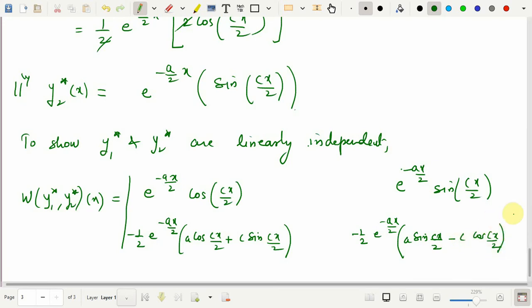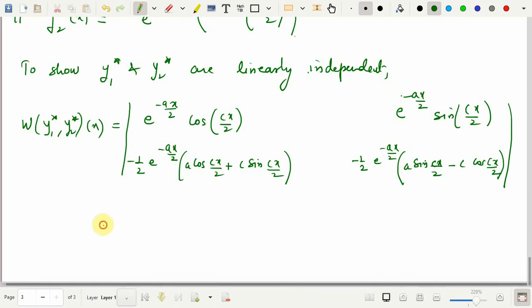Okay, and so the final value of this determinant would be c by 2 e raised to minus ax, which will never be equal to 0 because e raised to minus ax is never 0, and 1 by 2 is also never 0. So this will never be equal to 0 provided c is not 0, but you know that c is not 0, because if c is equal to 0, then what will happen?